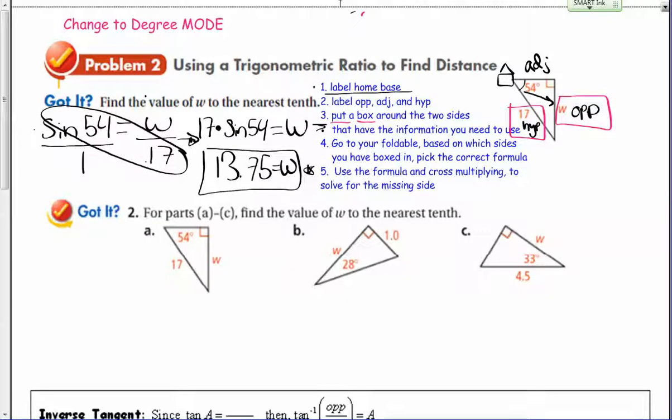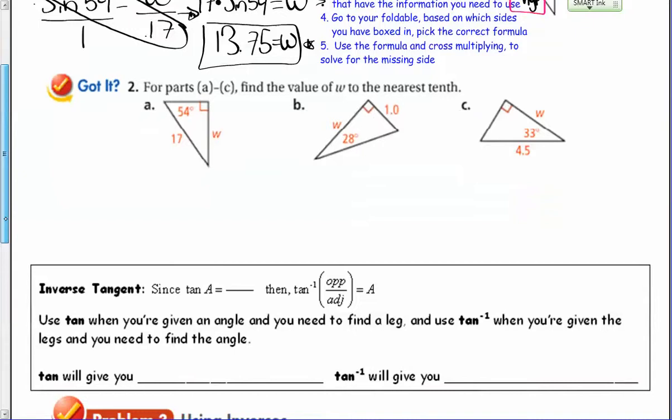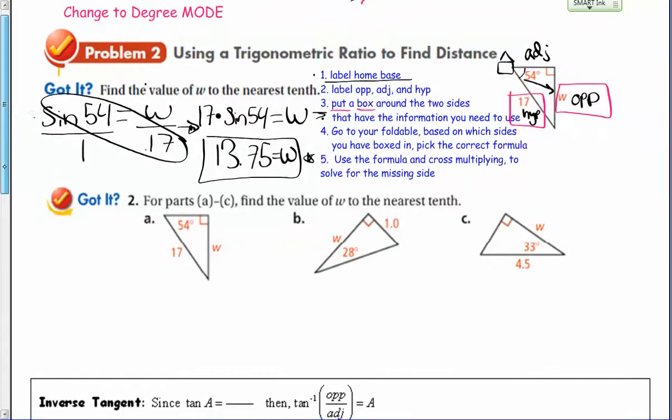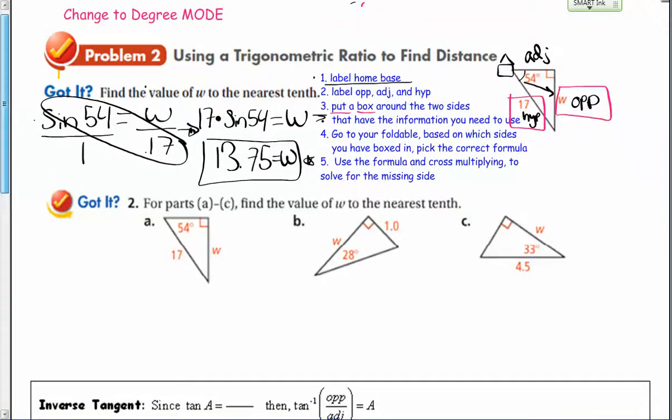Alright guys, let's take a look at questions number 2, A, B, and C. We're going to use the same 5 steps that we used in the first problem. Hey, if you got a second, why don't you write those 5 steps, these guys right here. Why don't you take a few minutes and write those on your foldable if you haven't done so yet.